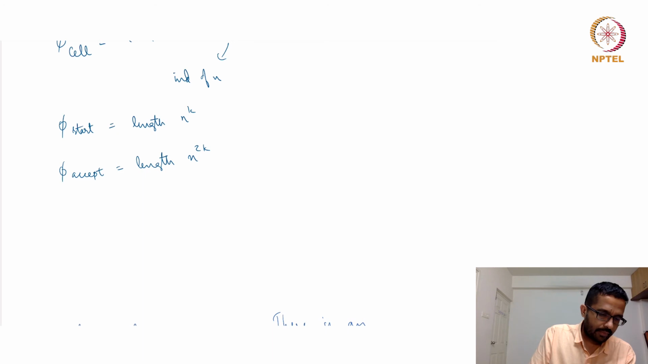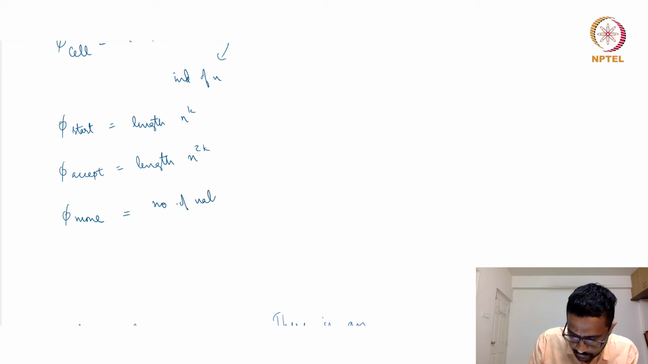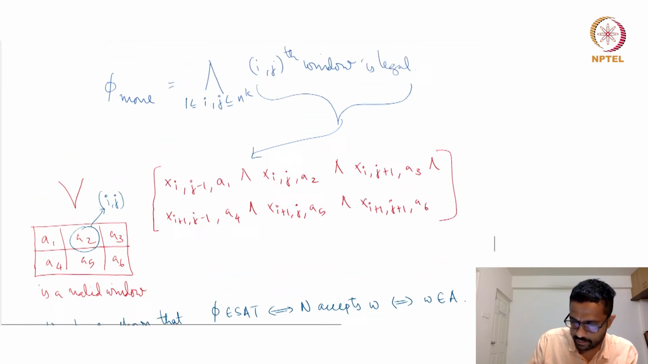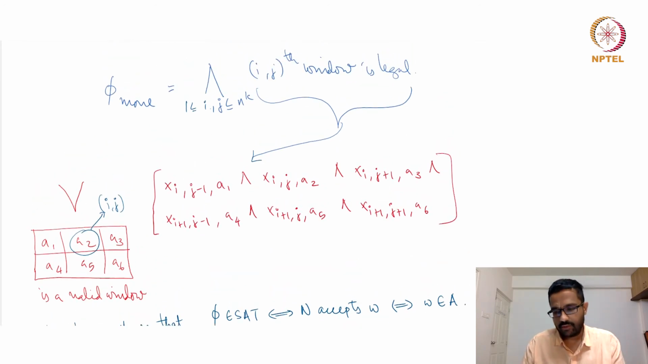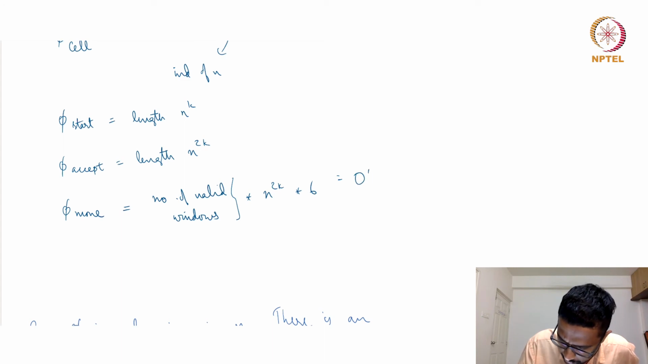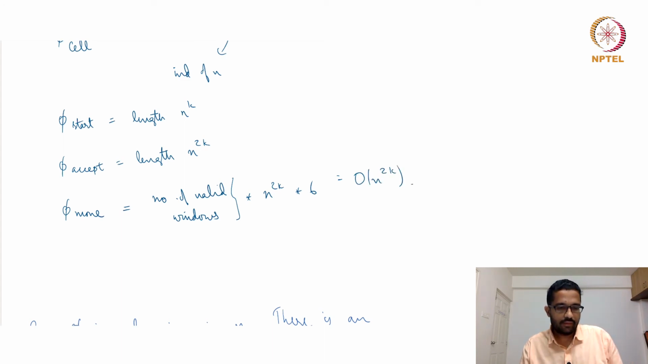And phi move, which we just saw now, in this lecture itself, is just the number of valid windows multiplied by n power 2k multiplied by 6. So the number of valid windows, and each window has 6 entries multiplied by i and j, which is of n power k each. So again, this is order n power 2k.